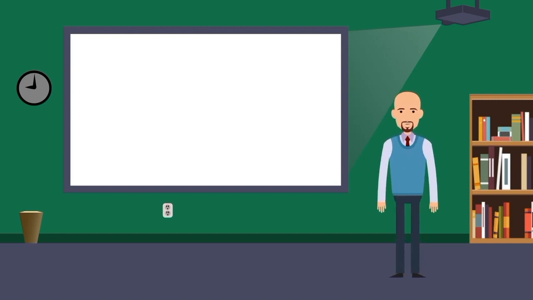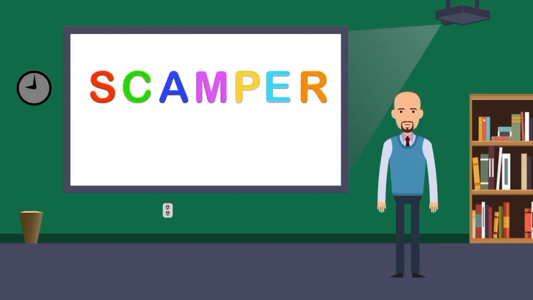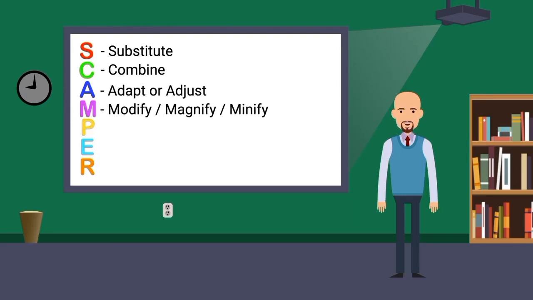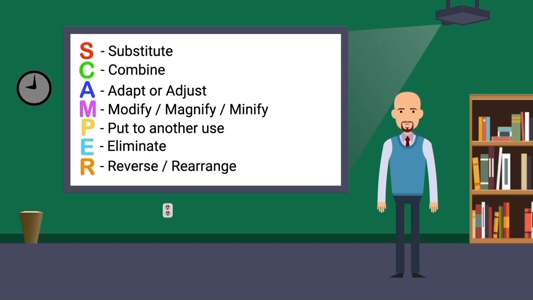As we can now see, the Scamper model provides many new ways we can look at a subject while searching for creative ideas based on a few changes or novel ways of approaching a topic. Just for a quick review in order to solidify our learning, let's review and go over the Scamper acronym components. S equals substitute, C equals combine, A equals adapt or adjust, M equals modify, magnify, or minify, P equals put to another use, E equals eliminate, and R equals reverse or rearrange.